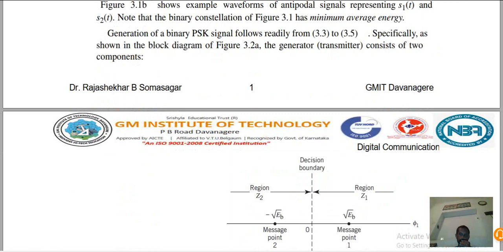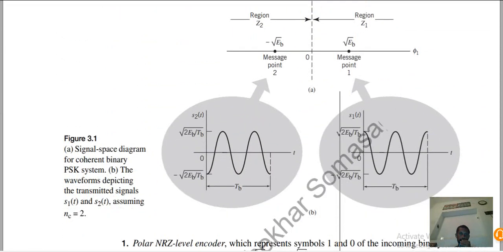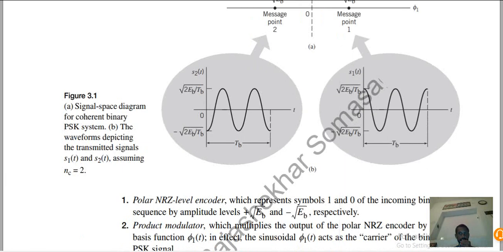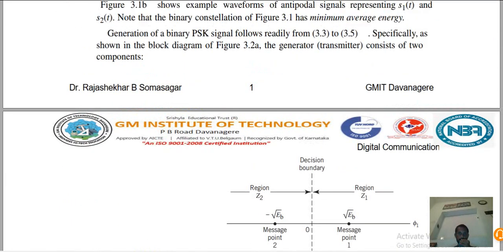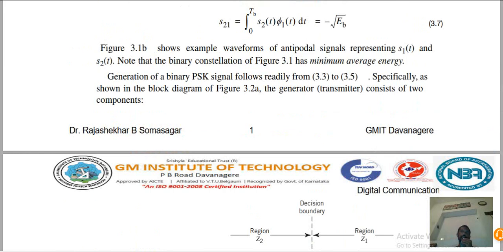The same figure 3.1b I have already explained. It shows the example waveforms of antipodal signals representing S1 and S2. And just to go through the binary constellation of figure 3.1, which has the minimum average energy, we have plus square root of EB and minus square root of EB. This is the representation of the signal diagrams.